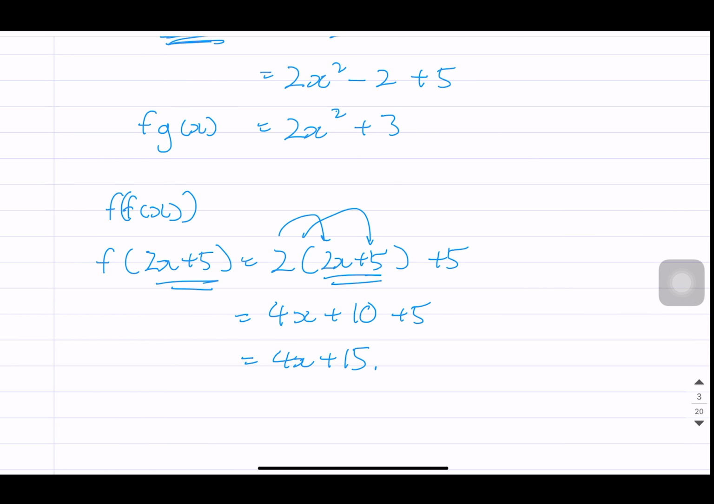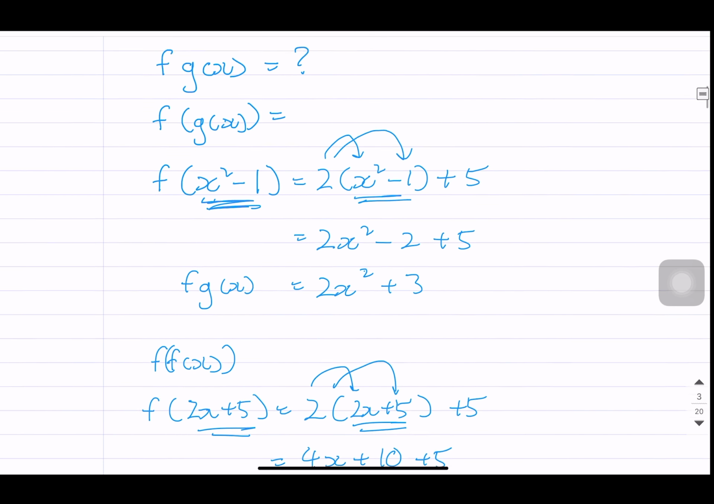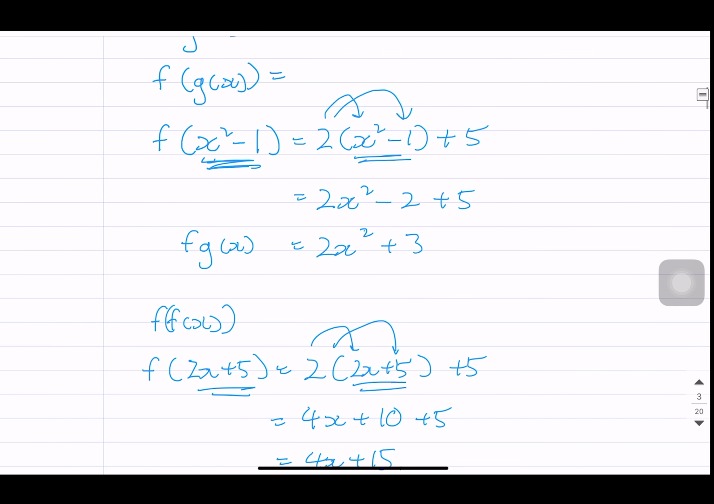That is pretty much the basics of the composite function. There are different variations to this question, but that's the simple idea.